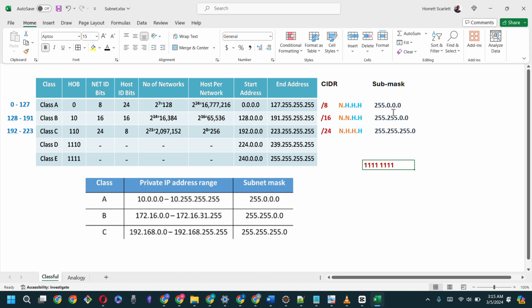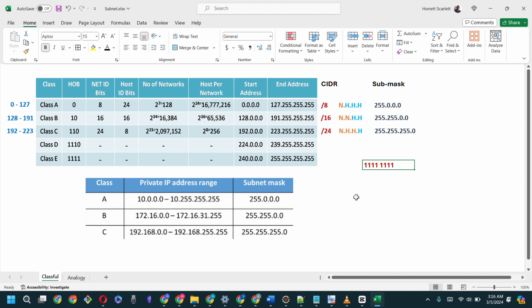Because 255.0.0.0 means 8 bits are associated to the network. And if we have 255.255, then that tells us that we have two groups of 8 bits being associated with the network, which gives us /16. And if we look at 255.255.255, that tells us that we have 3 groups of 8 bits. So 8 times 3 gives us 24. So you should now be comfortable in terms of moving between CIDR notation and subnet mask.